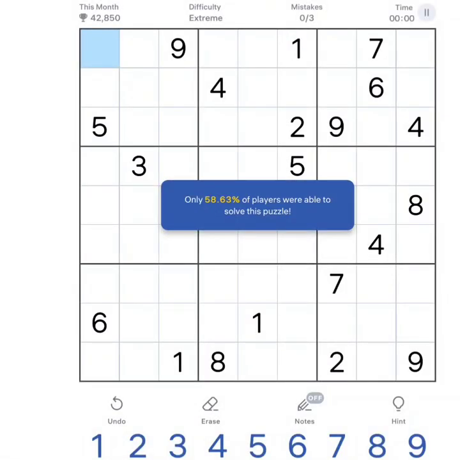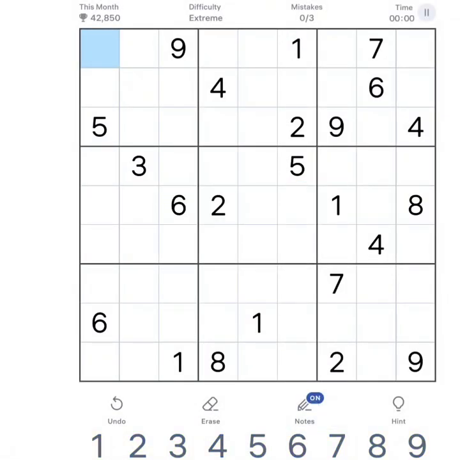Puzzle. 58% of the people solve it, so let's go ahead and get started. 1 can go here. 1 cannot go here or here, so we have it going here. 1 cannot go here, here, or here, so we have it going there. 1 cannot go in the middle or the side, so we have it going there. Make sure we put everything, because last time we forgot.